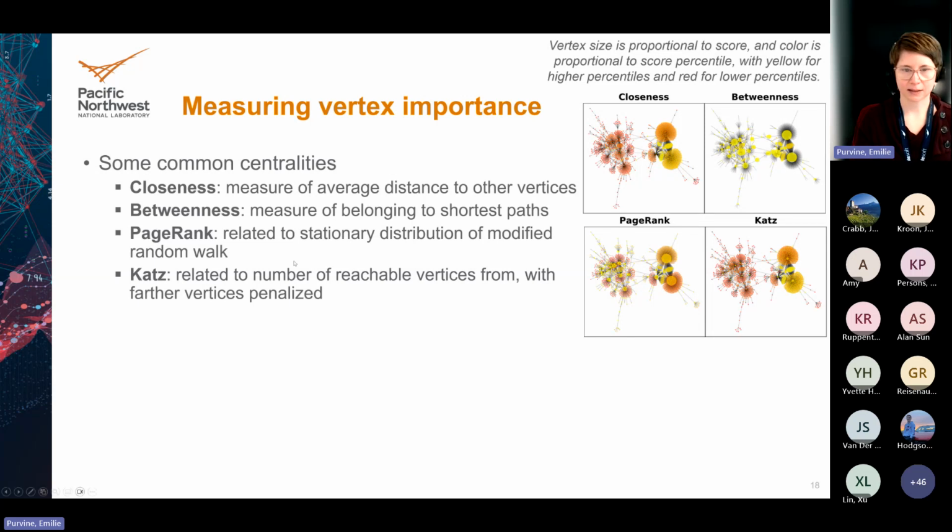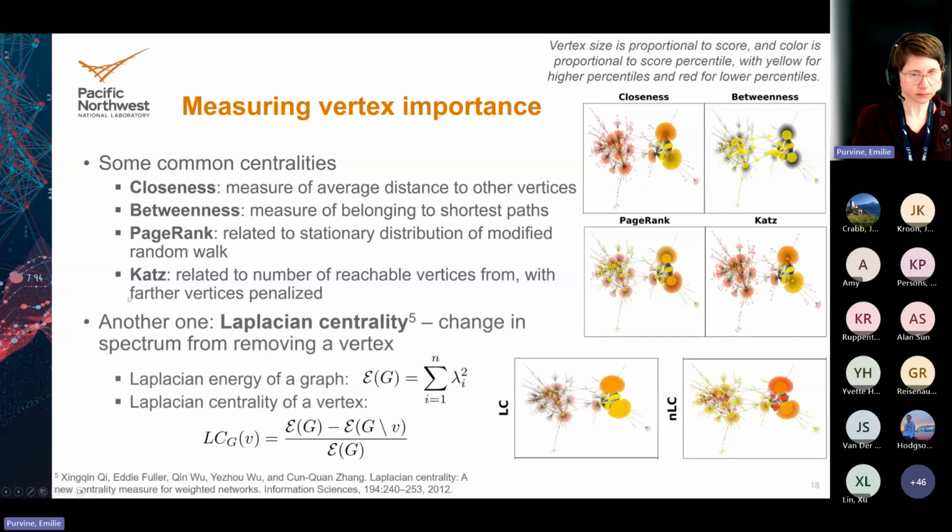And then CAT centrality is related to reachability as well, with farther vertices being more penalized. But another one is called the Laplacian centrality, and this notes the change in the spectrum from removing a vertex. I just told you about the spectrum, so let's talk about the combinatorial Laplacian, for example.